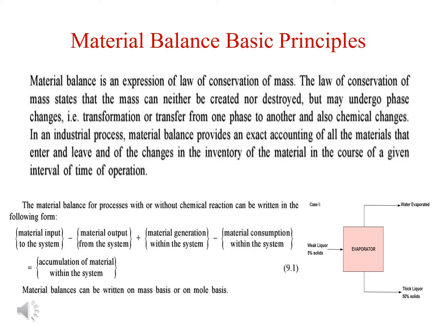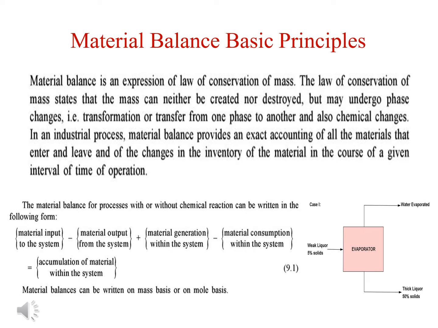According to the law of conservation of mass, mass neither can be created nor destroyed, but it may undergo phase changes. That means mass can undergo transformation or transfer from one phase to another phase. Also it goes through chemical changes. In many industrial processes, material balance provides an exact accounting of all the materials that enter the system and leave it, or any changes happening inside the system.